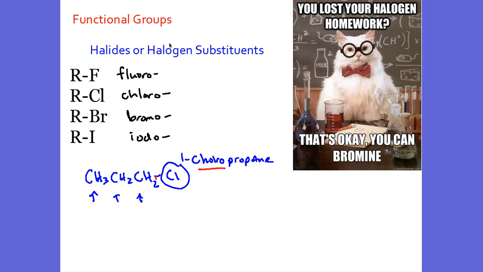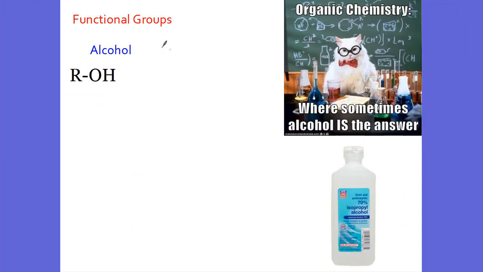There are the halides, what we call it. And then we have alcohols. Now, I want you to see, alcohol is, well, it's not the solution. But in organic chemistry, sometimes it is the solution. And so alcohol, you can see, is OH. Now, this is not a base. A lot of my students think, oh, it's got OH minus, it's a base.